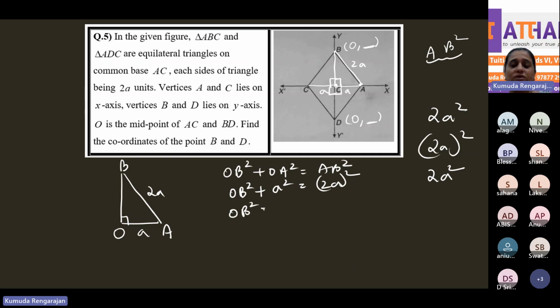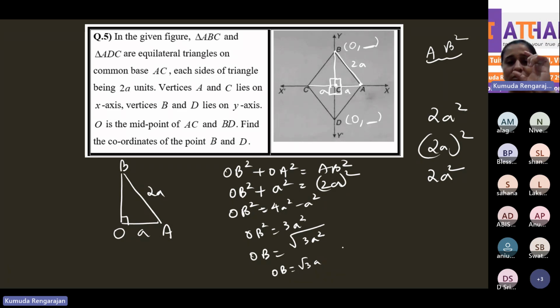So OB square is equal to 4A square minus A square. So OB square is equal to 3A square. So OB is equal to the square root of 3A square. So OB is equal to root 3 A units. Very good. So that means the length of the line segment OB is root 3 A.